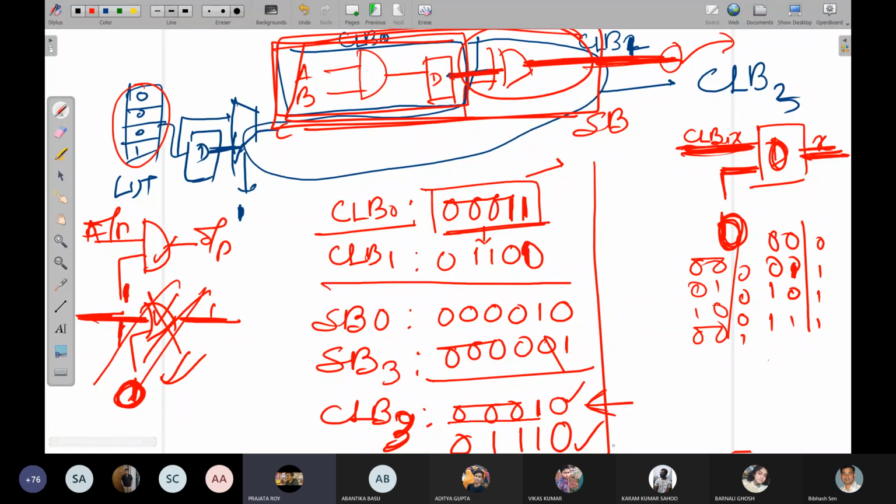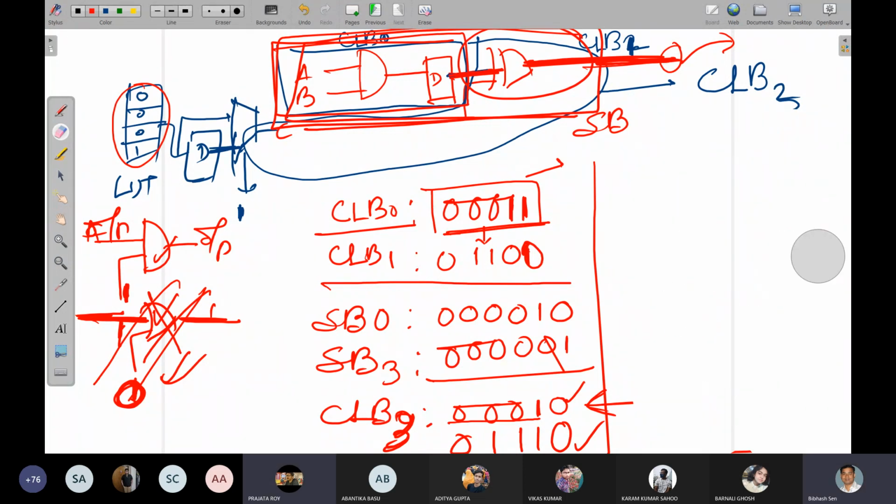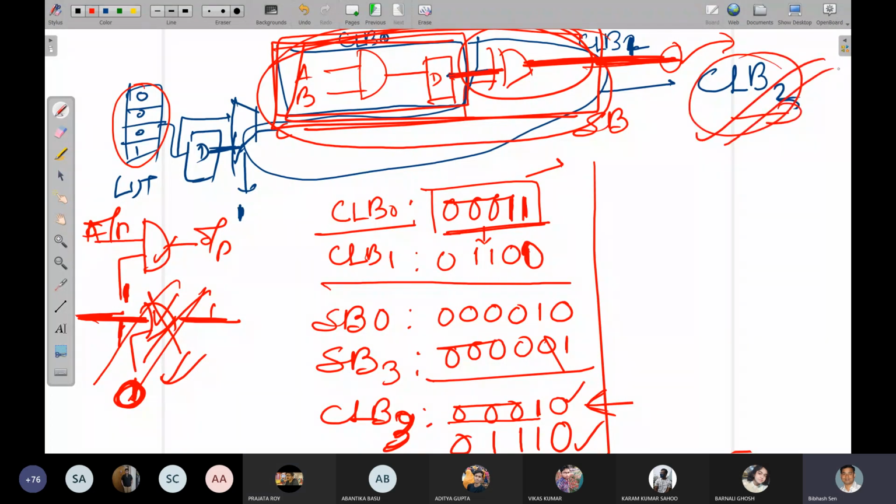Sir, I got it. Actually, I was having a problem understanding the encoding for CLB3, sir. CLB3 does not have any logic, because the entire circuit I have already implemented. Now my CLB3's purpose is only to drive the output to the external system. Since it will drive the output to the external system, it does not require any additional inputs or outputs. So I just have to configure it with the help of an AND or OR gate.